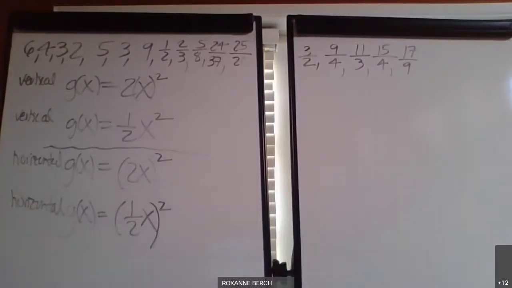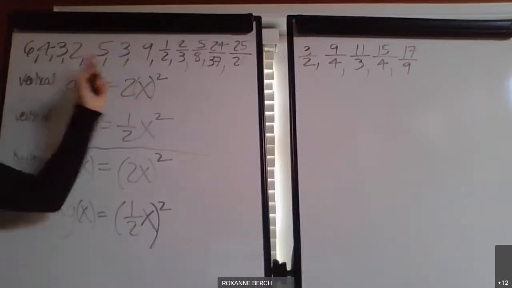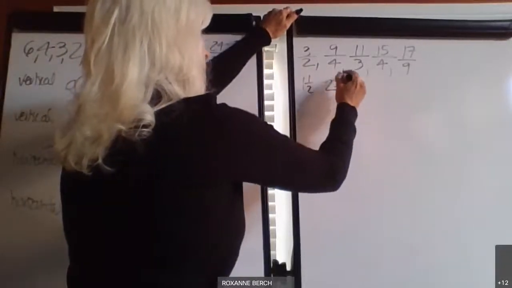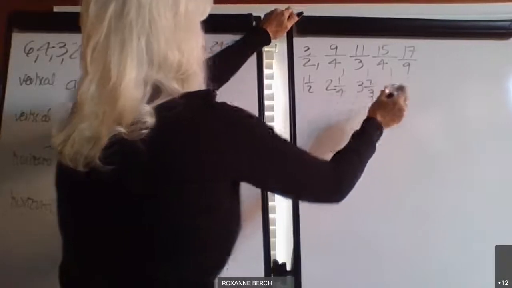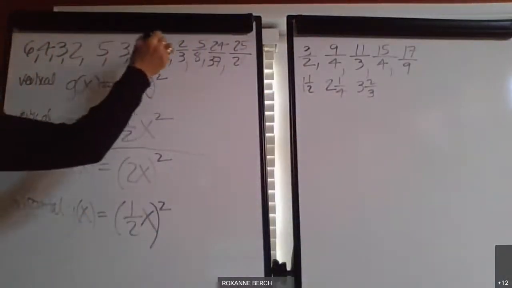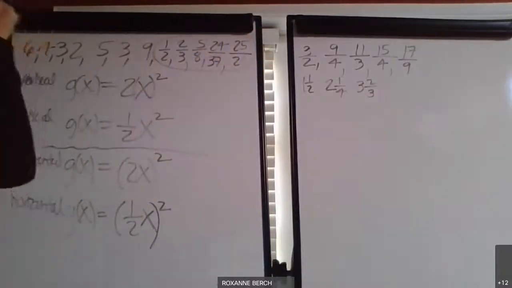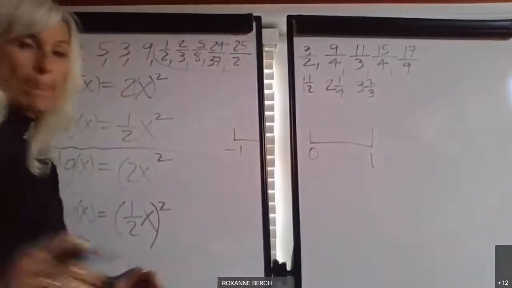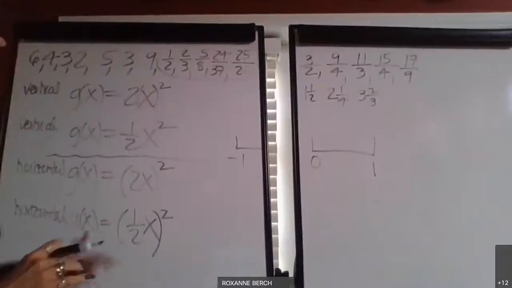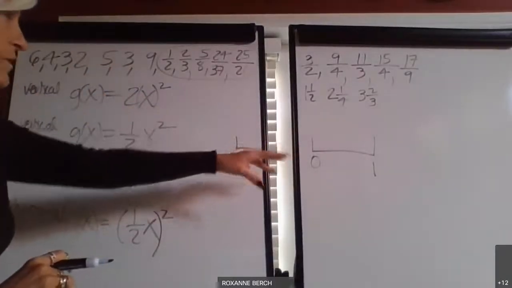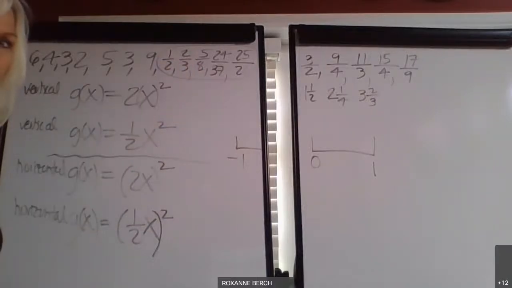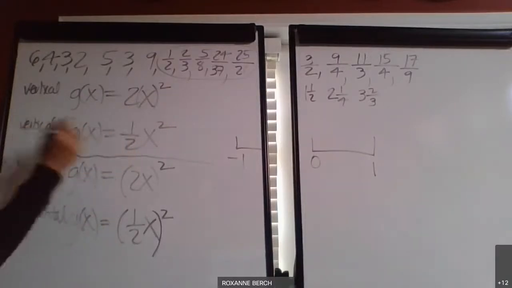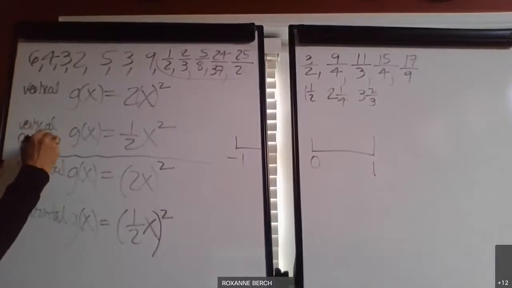Now, here's the deal. If you have any of these numbers, including these, because this is really 1 1/2, this is really 2 1/4, this is really 3 2/3, and so on. These numbers right here are different because those numbers are between 0 and 1, or 0 and -1. So if the number is between 0 and 1, or 0 and -1, it's a proper fraction. And if it's a proper fraction, it means it's a compression. So this would be a vertical compression by 1/2.